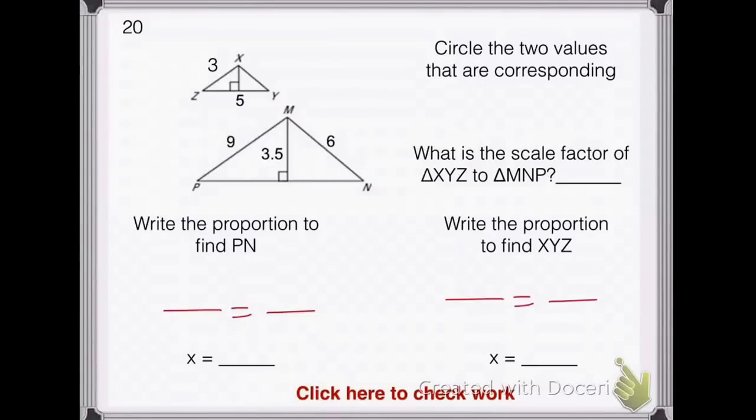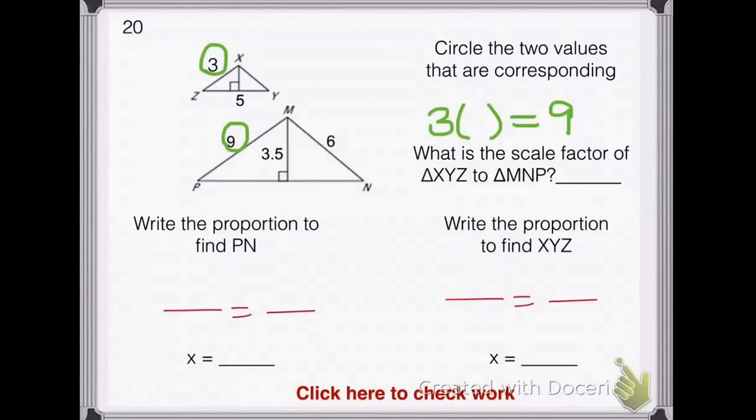Circle the two values that are corresponding. In this case, I know 3 and 9 are corresponding because they're in the same position. What is the scale factor? 3 times what factor equals 9? So write a proportion to find side PN.